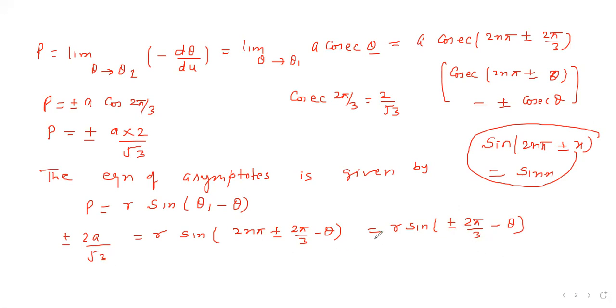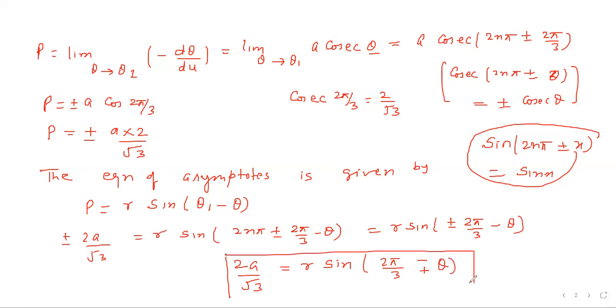Now further, we write it. We can remove this plus minus sign from both sides. We take it out. So this will become 2a upon root 3 equal to r sine 2 pi by 3. And this sign will change because of this. So this will become minus plus theta. And this is our required equation.